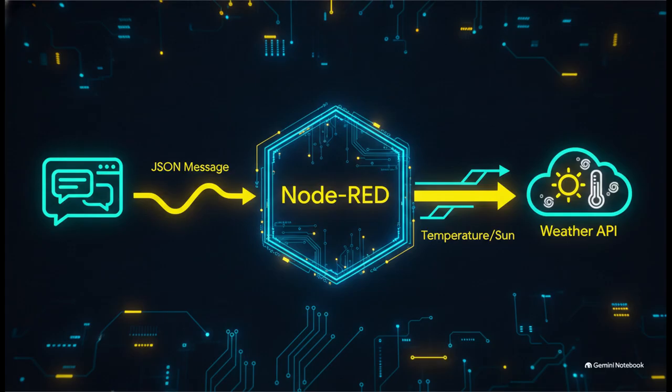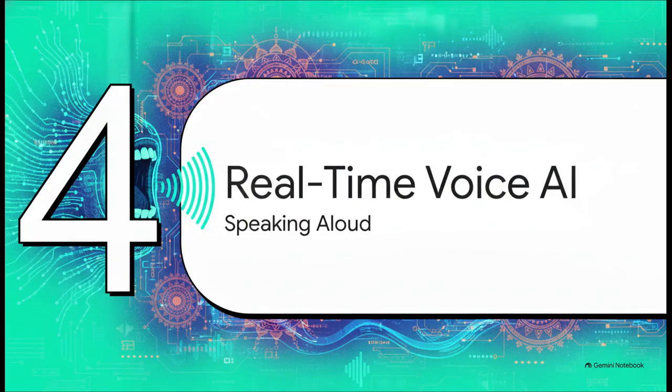Node-RED instantly hits an external weather API, grabs the data, and passes the exact temperature right back to the bot. Seamless. All right, section 4, conquering real-time voice AI. It's time to speak out loud.